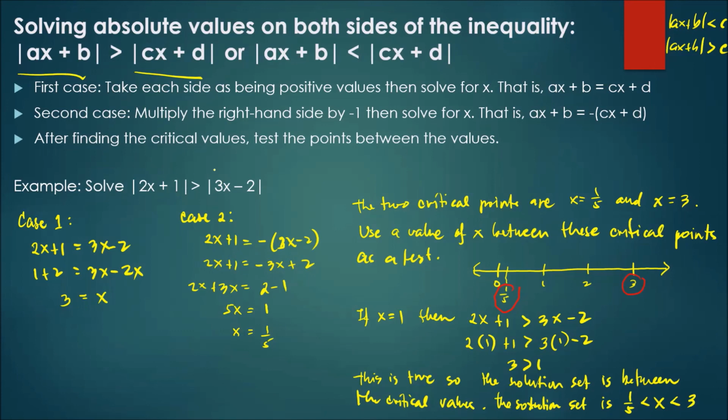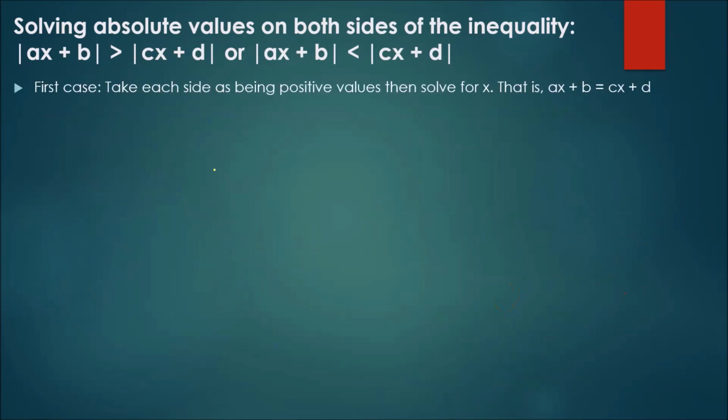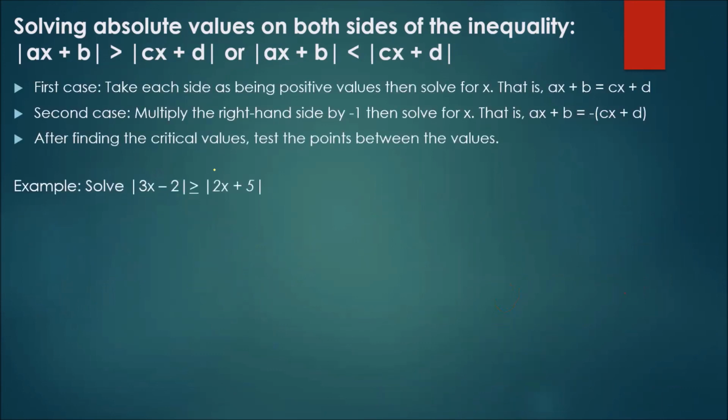Okay, let's have another one. Let's solve the modulus of 3x minus 2 greater than or equal to 2x plus 5. Again, we have case 1. Case 1 is we equate them. So we have 3x minus 2 is equal to 2x plus 5. We solve for x. So 3x minus 2x is equal to 5 plus 2, or x is equal to 7.